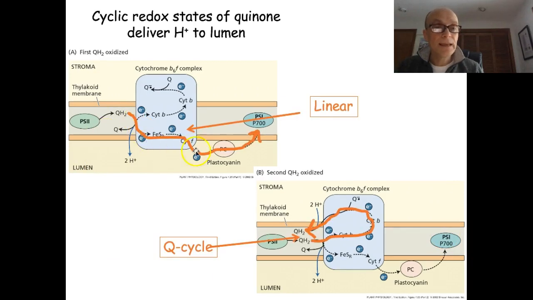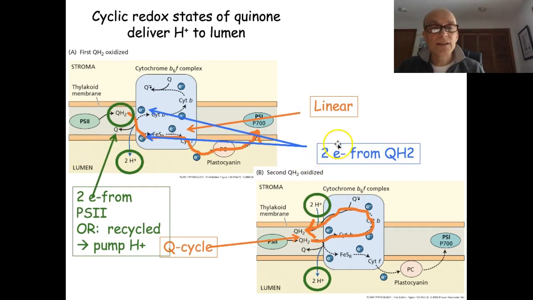So here's the linear pathway, here's the Q cycle, and electrons that come from the plastohydroquinone can either be going this pathway or that pathway, right? And so these electrons that originally come, of course, from the water and then were given up to the photosystem 2, can be either shuttled this way, or they can be recycled and pump additional hydrogen. So here, this is the recycling, the pumping of additional hydrogen that I highlighted here with green. So that is the Q cycle.